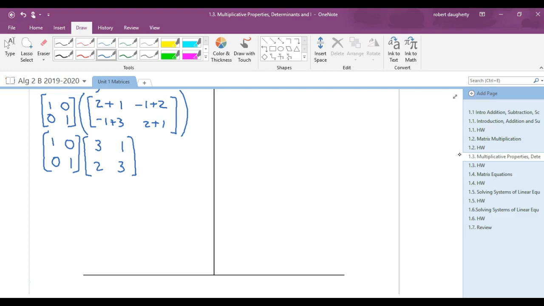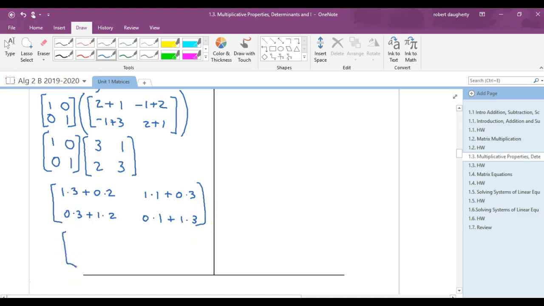So I'm going to go first row, first column, first row, second column, and then second row, first column, second row, second column. The first element is going to be 1 times 3 plus 0 times 2. The next element, first row, second column, is going to be 1 times 1 plus 0 times 3. Second row, first column is going to be 0 times 3 plus 1 times 2. Second row, second column, 0 times 1 plus 1 times 3.